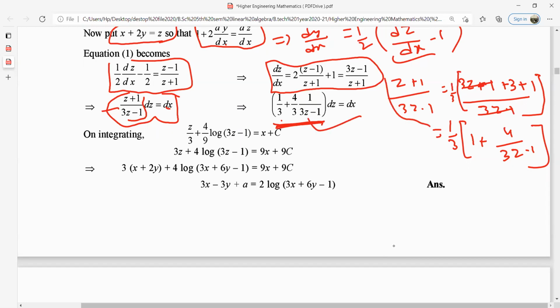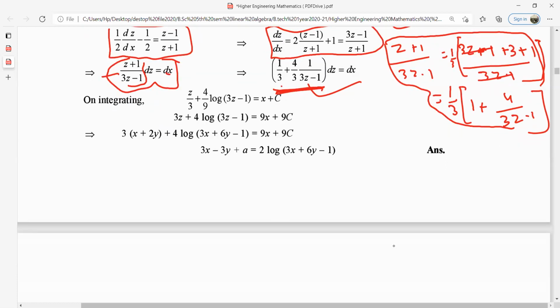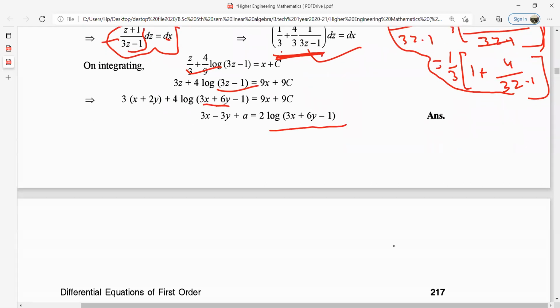But this is the process of how to use this condition in your question. Otherwise you can use your own method, which you learned in 12th standard. After that you have to simplify, then integrate both sides and find this value. After that, put the value of z. If you put the value of z, you get the answer here in x and y. Here there is only one constant a because the given differential equation is of first order and first degree. Okay, thank you.